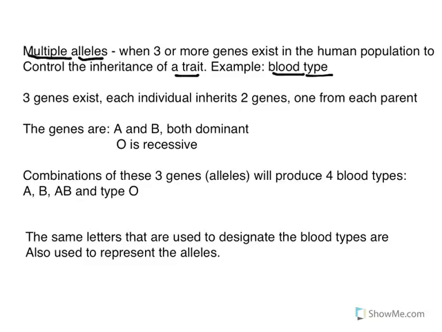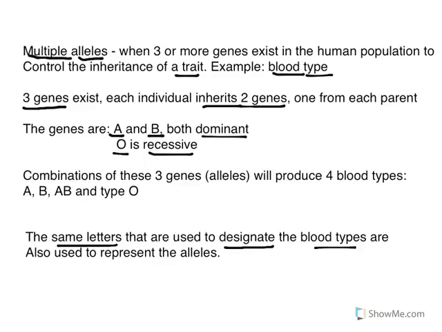In the human population, there are 3 genes that exist. Each person will inherit 2 genes, one from each parent. Now, the genes in the human population are going to be represented by the same letters that are used to designate the actual blood type. The genes are going to be gene A and B. Both of these are dominant. And then the gene O, which is going to be recessive.